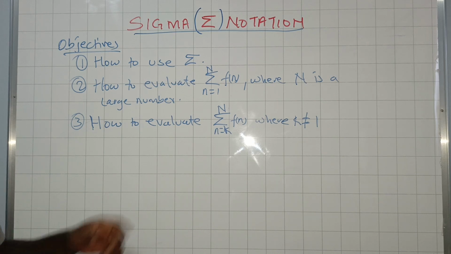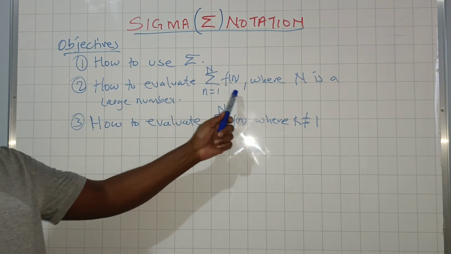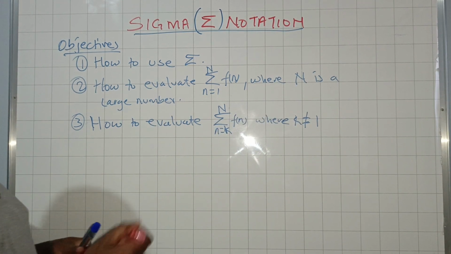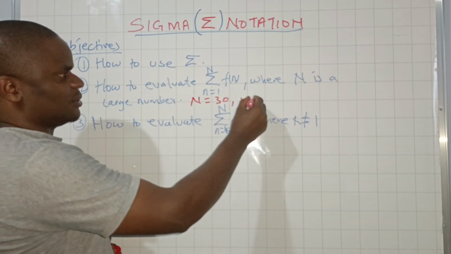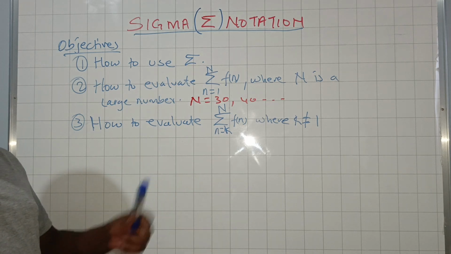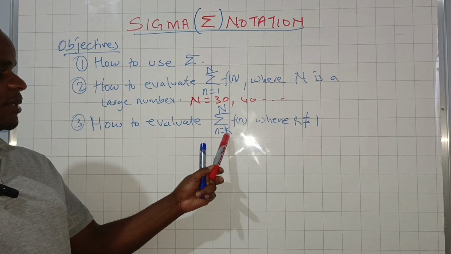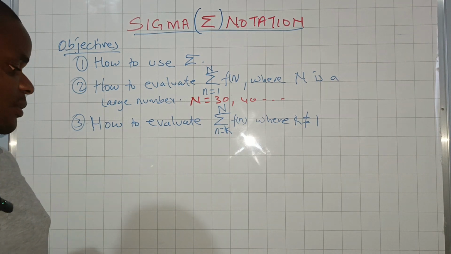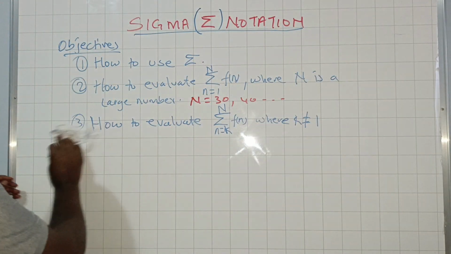Then we shall also learn how to evaluate sigma from n equals 1 to N, where N is a large number. So we shall be speaking of situations where N is equal to maybe 30, 40, and on and on. And lastly, we are going to learn how to evaluate the sigma from n equals k to N, where k is not equal to 1. Some of these things are going to make sense as the lesson goes on.